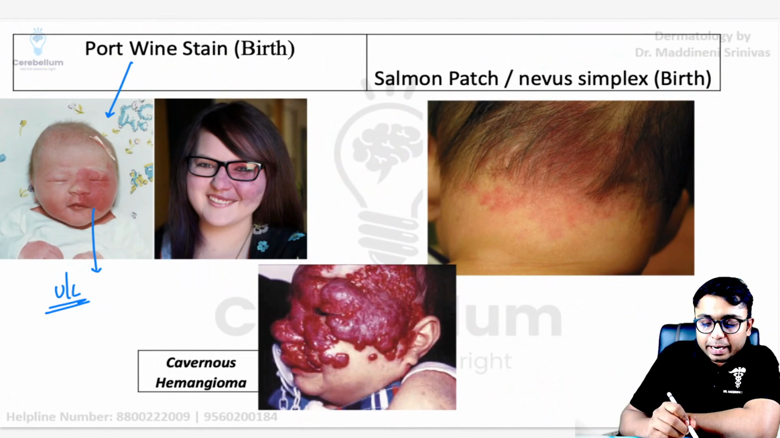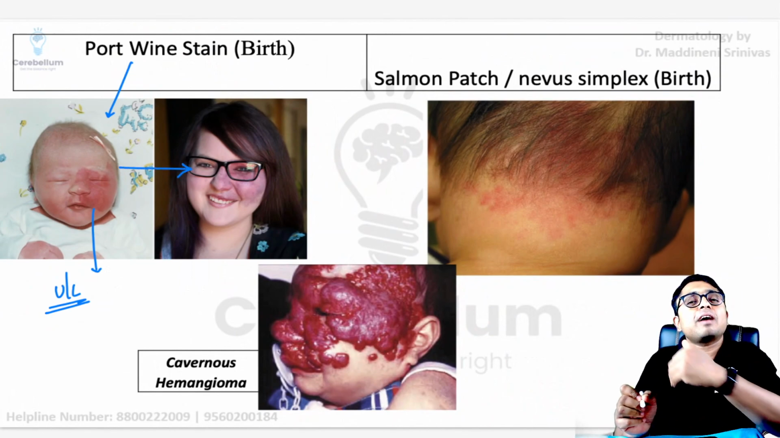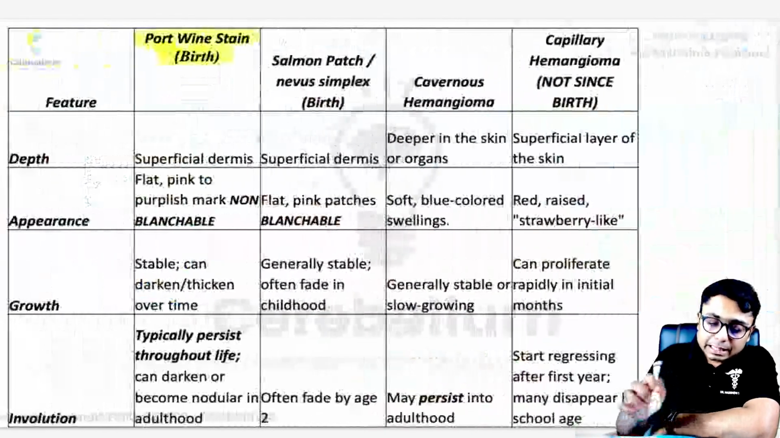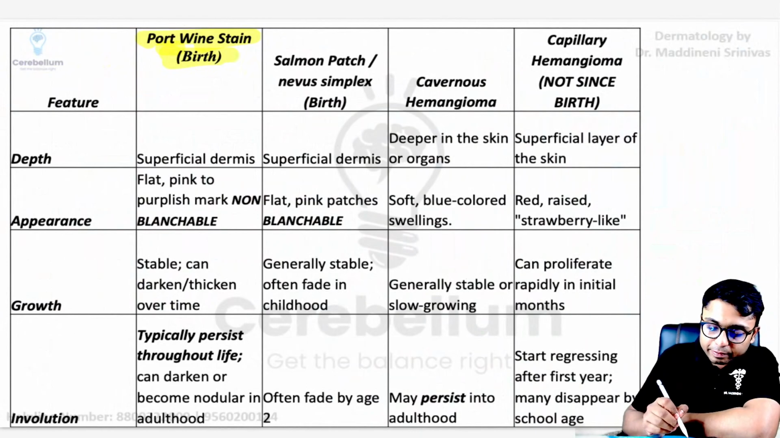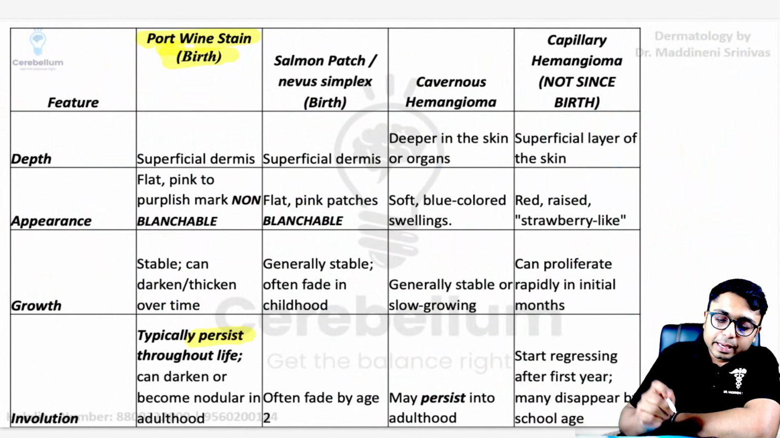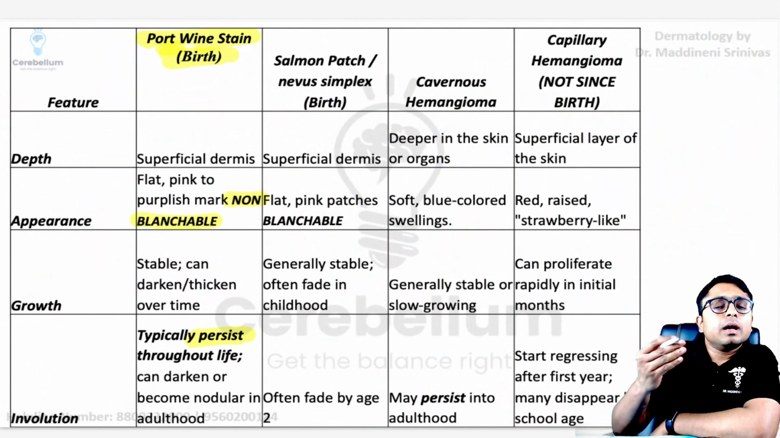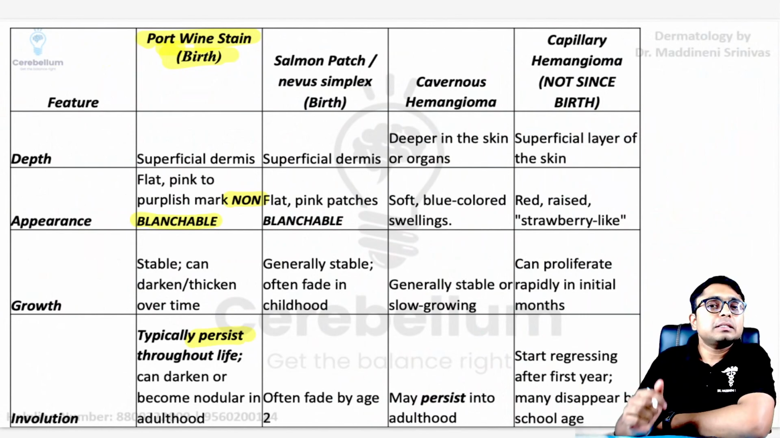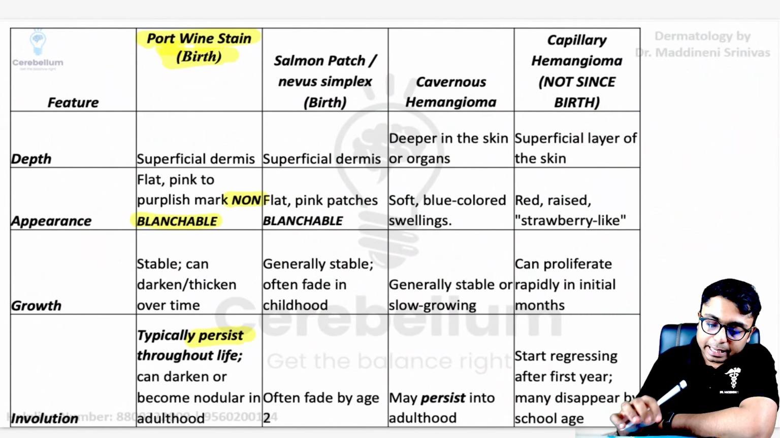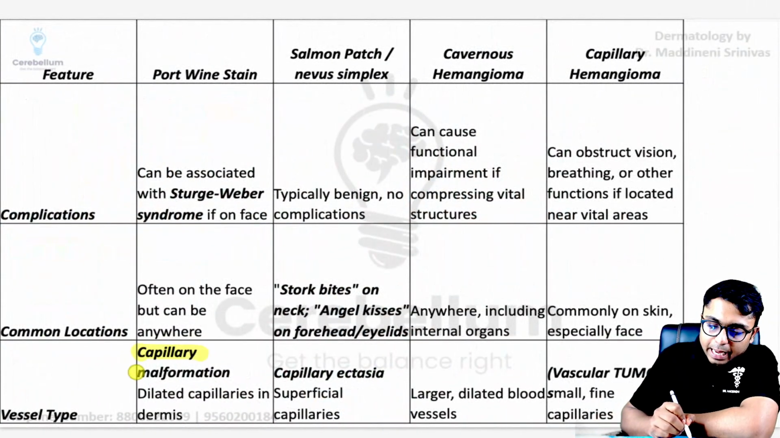And if you look at the same child after growing up, you are able to see this port wine stain which is persisting throughout the life. It is going to typically persist throughout the life. And if you take a glass slide and try to press this lesion, it will not blanch. It is a non-blanchable skin lesion. Okay, port wine stain, and it is a capillary malformation.